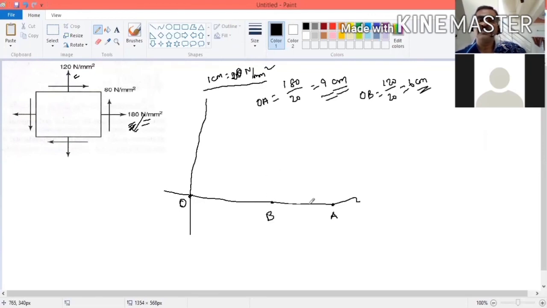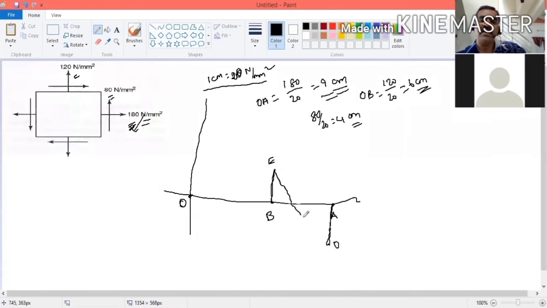Right? Now, shear stress 80. So 80 divided by 20 is equal to 4 centimeter. From A, you draw a vertical line for 4 centimeter. Similarly, from B, you draw a vertical line for 4 centimeter. You mark this as D. This is E. Now you join D and E.